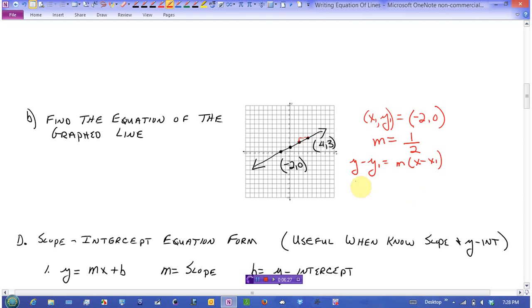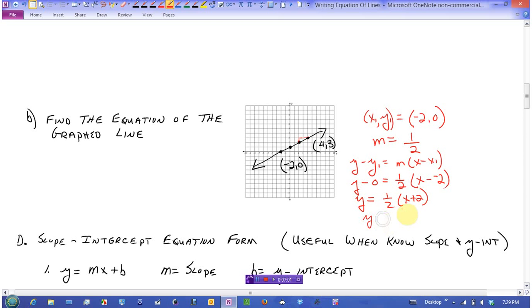Let's plug the values in. So I have y minus the y coordinate, which is 0, is equal to the slope, which is 1/2, times x minus x1. x1 is a negative 2, so that's x minus a negative 2. y is equal to 1/2 times x plus 2. And you can see how using the point with 0 actually made my calculation easier.